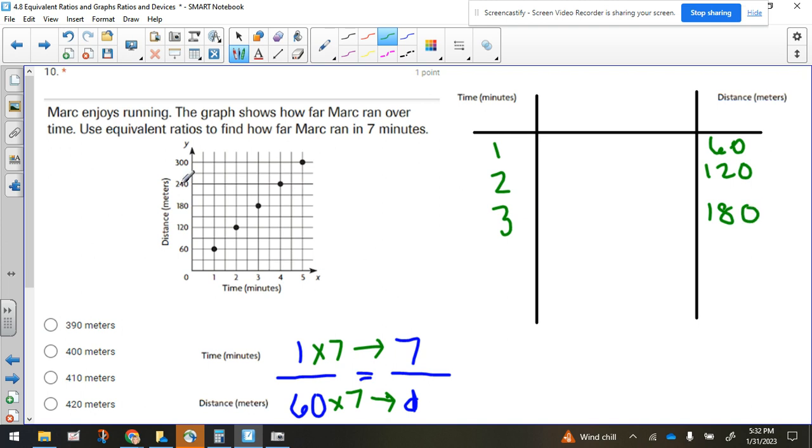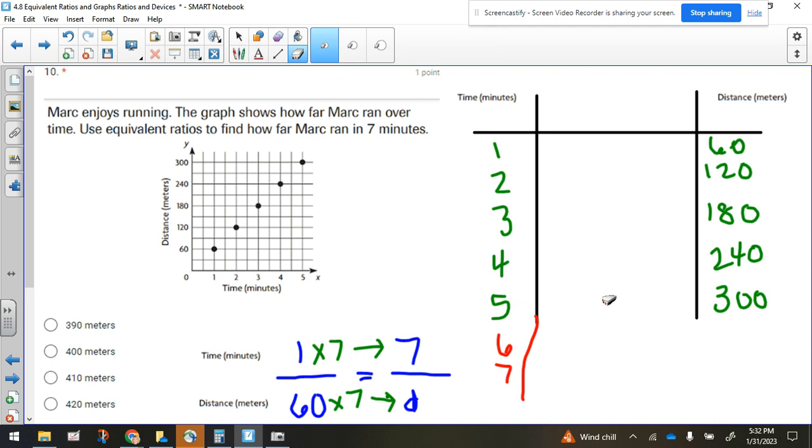For 4, it was 240. So 4 for the x, 240 for the y coordinate, and so on, right? So for 5, it was the 300. Now, if we were going to use this strategy, we might just keep going with the 6 and the 7. And we could either, whoops, I didn't draw that very neatly. As a matter of fact, let's erase that. And let's extend the line instead. It'll be a little neater.